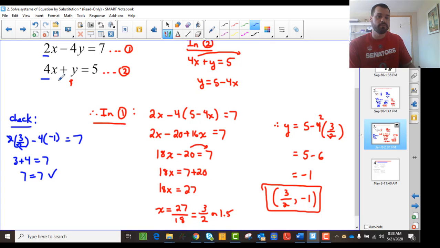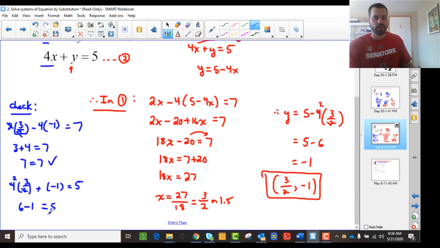And then we check this one. So we go 4 times 3 over 2 plus y, which is minus 1, is supposed to equal 5. So we get 4 and 2 reduced to 2. 2 times 3 is 6 minus 1 is equal to 5. And then we say, is 6 minus 1 5? Yes, it is. So we say, yes, that's correct, which means this verifies, and I know that I'm right.